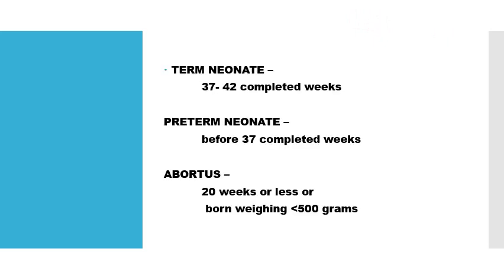A neonate born any time after 37 completed weeks up until 42 completed weeks is term. A neonate born before 37 completed weeks is preterm. An abortus is a fetus or embryo removed or expelled from the uterus at 20 weeks or less, or in the absence of accurate dating, weighing less than 500 grams.